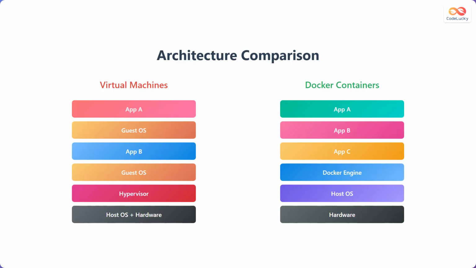On the right, we have the Docker container architecture. Here, applications share the host operating system kernel, with the Docker engine managing the containers. This shared approach is what makes containers so efficient.